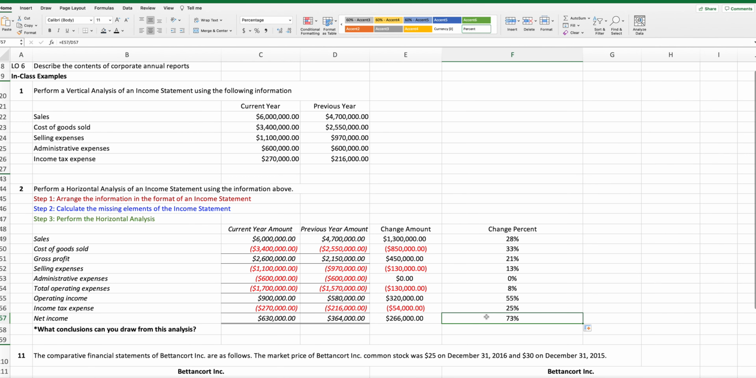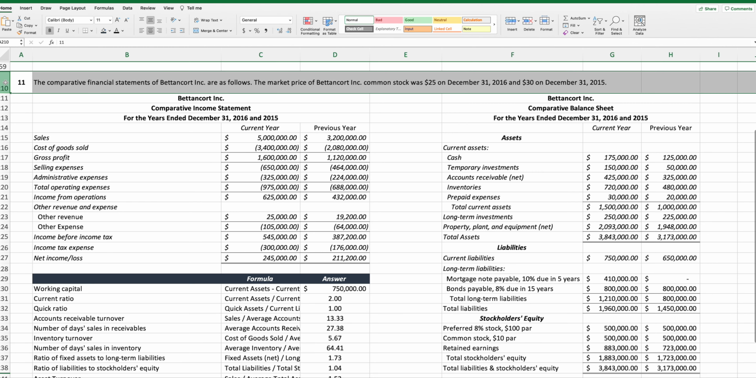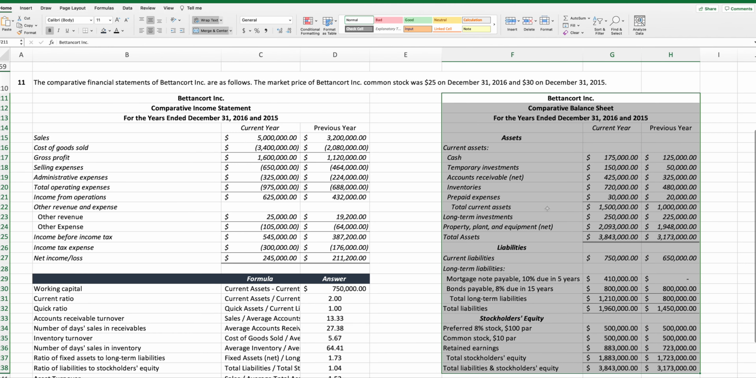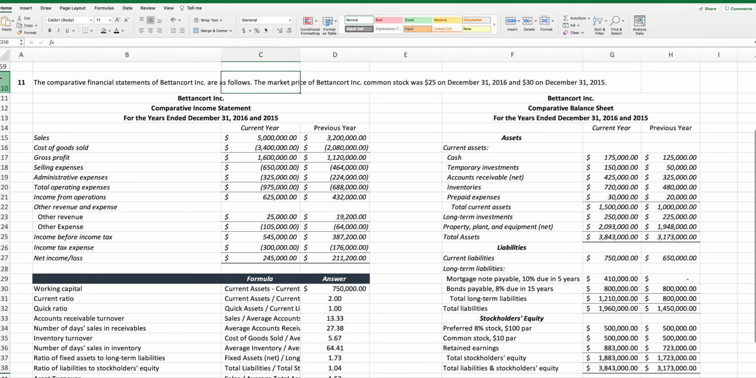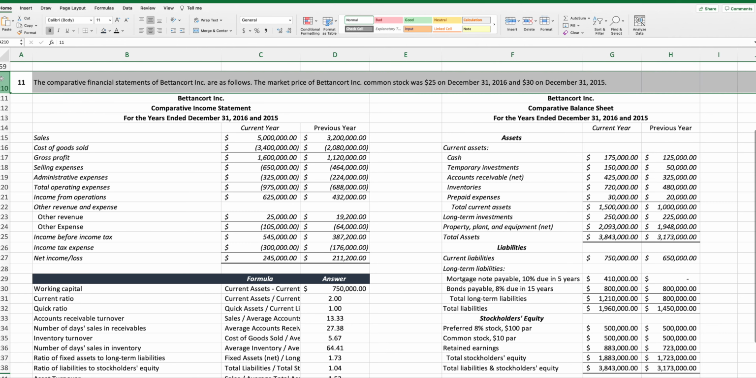Okay, now we're going to go on to a different set of analyses, and these are going to be based on your income statement and your balance sheet. At the very top, this says the comparative financial statements of Bettencourt are as follows. You can see this is the income statement and this is the balance sheet. The market price of Bettencourt common stock was $25 on December 31st, 2016, and it was $30 on December 31st, 2015.